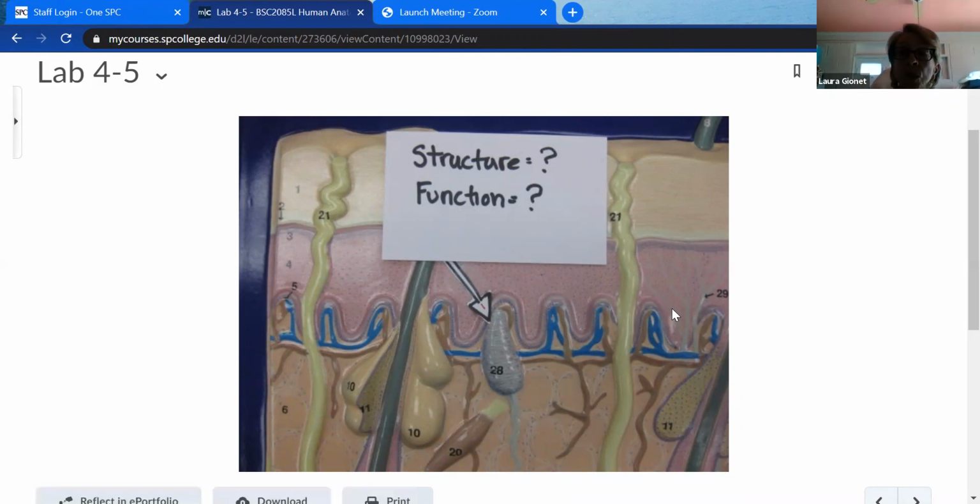While we're here, let's look a little bit over to the right-hand side. You see number 29, this little tree-like branching structure. It originates down here in the dermis, but extends into the epidermis here, like branches of a tree. That's a free nerve ending.